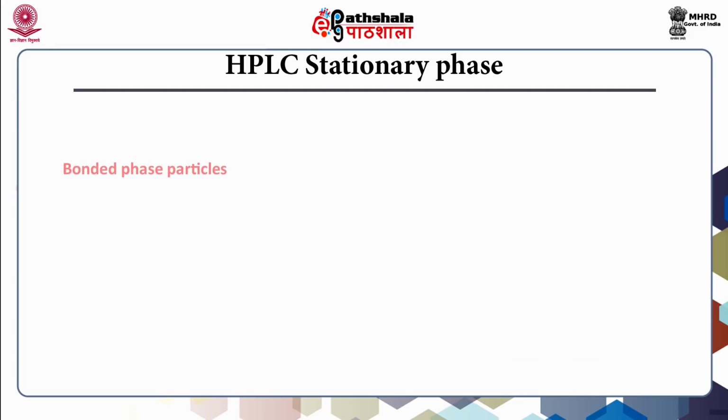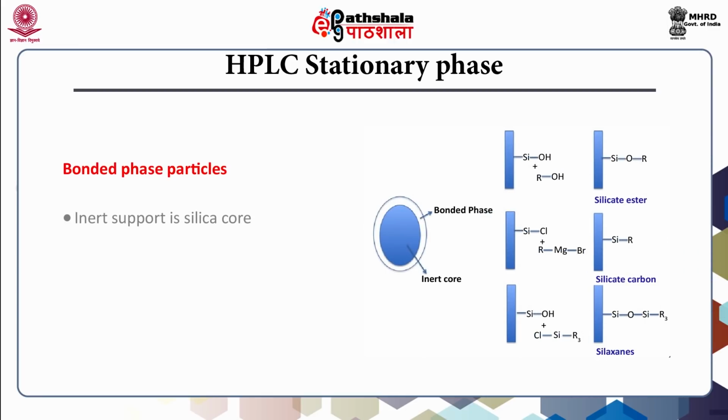These particles also contain an inert core made up of silica, and the stationary phase is chemically bonded on that inert core by different linkages, for example ester bonds. And what is an example of these bonded phase particles? One of the best examples for the bonded phase particles which is commonly used in reverse phase chromatography is the C18 column. So, the silica C18 column is commonly used in reverse phase chromatography for the separation of peptides or proteins.